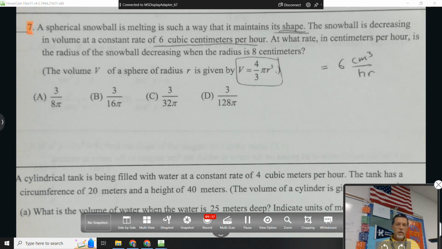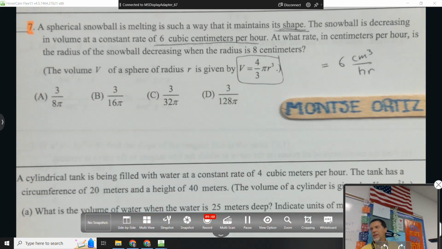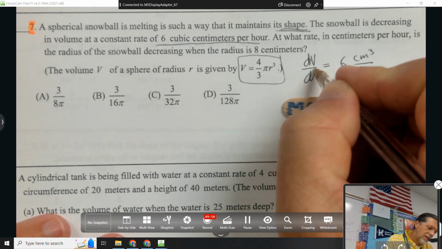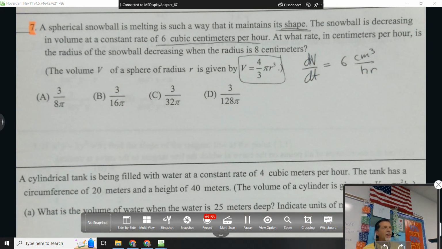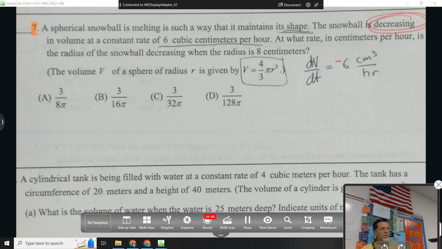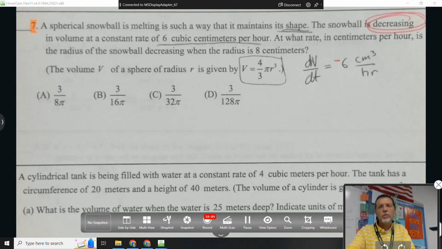So, Monty, put you on the spot here. What is 6 cubic centimeters per hour in terms of variables in this equation? Good. dV dt. Anything else about that you don't like? Yeah, why negative? It's decreasing. Again, almost never does the problem say negative. You will usually have to use the decreasing, going down, falling down the wall, getting smaller, something like that.